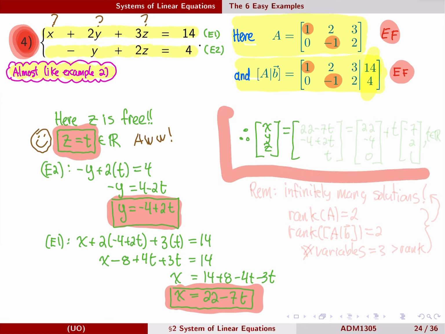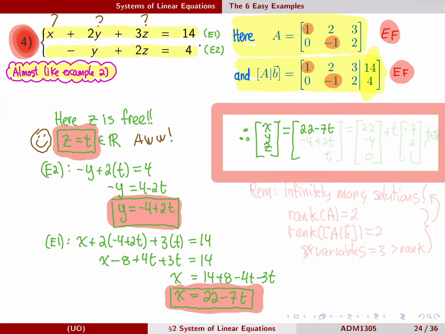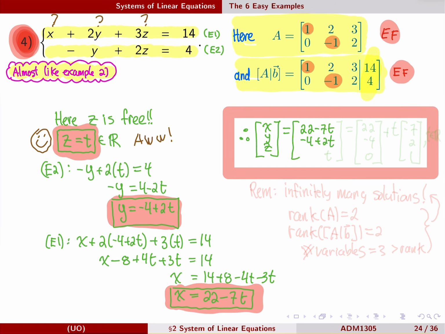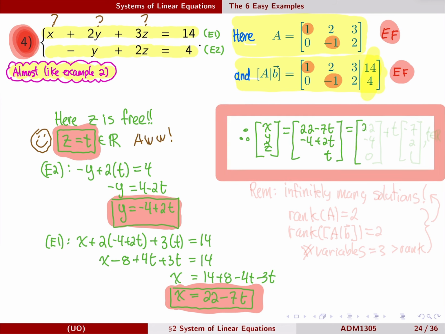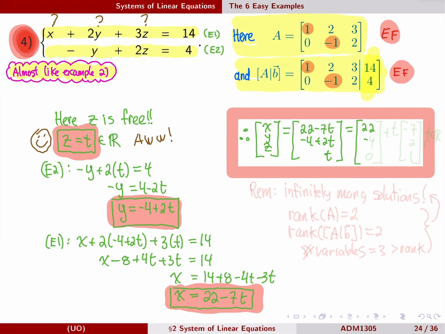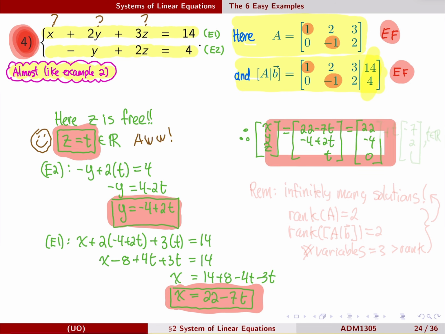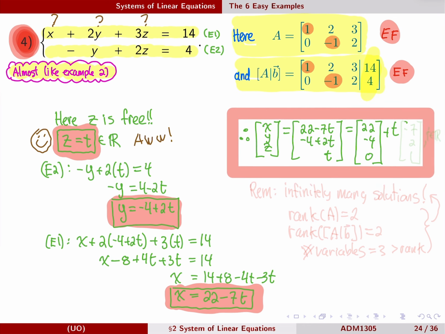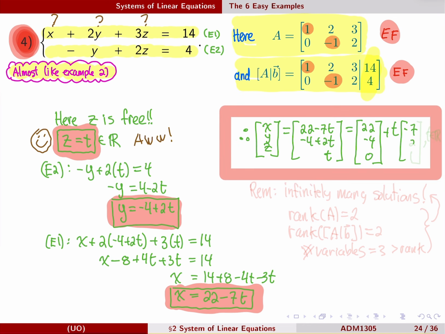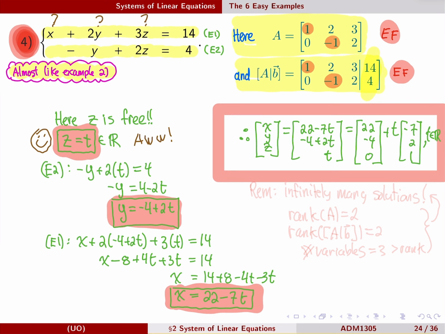So the general form: variables assemble, so x, y, z. You bring all of them together. So 22 minus 7t, that's for x. We have minus 4 plus 2t, that's for y. And then z is t as t. So that's the general form. Then for the canonical form, you break this into all the constants: 22, minus 4, and 0, plus t times minus 7, 2, and 1, where t is anything.